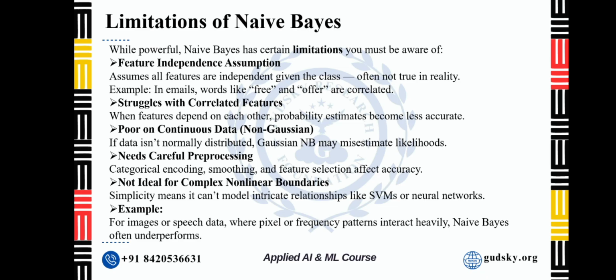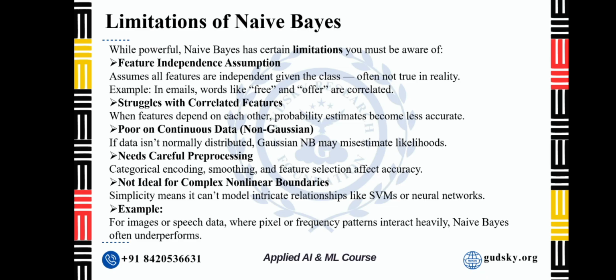It will struggle and is not great for continuous non-Gaussian data. If the continuous data doesn't follow a normal distribution, Gaussian naive Bayes can miscalculate the likelihood, and it needs careful preprocessing. Categorical encoding, smoothing and feature selection can strongly affect the results. So if we do the feature selection, categorical encoding and smoothing perfectly, then it won't affect the results, right?